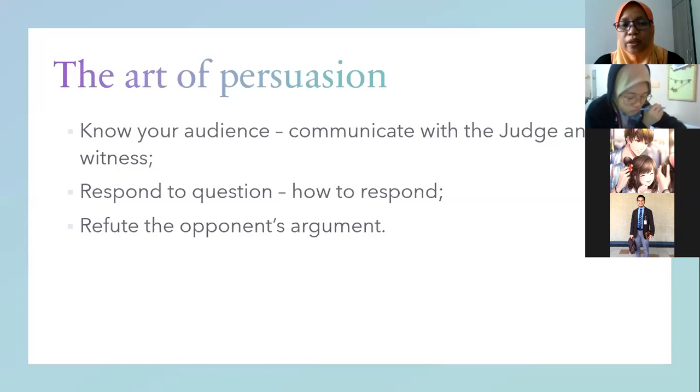Refute the opponent's argument. Of course, this one memang lah. Itu tujuan utama kita lah. Tujuan kita to persuade the judge to refute the opponent's argument. Kita nak membatalkan atau menidakkan argument the other party. Okay.